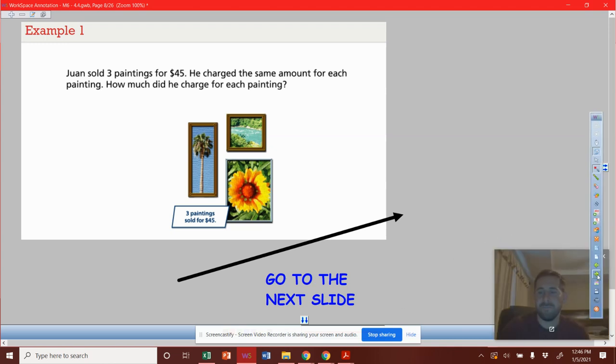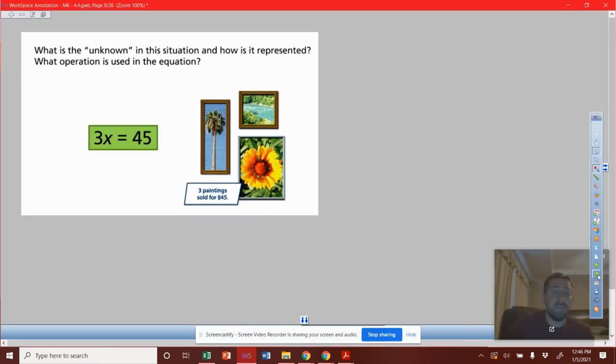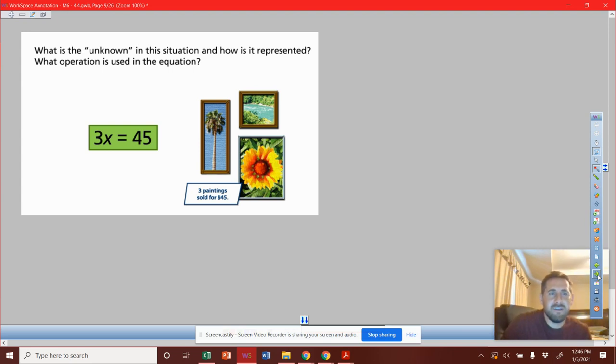It says go to the next slide. So what is the unknown in this situation, and how is it represented, and what operation is used in the equation? So the equation we have is we've got 3 paintings. They were charged x amount of dollars. We don't know how much money, but that total ended up equaling $45. So the operation in this equation is multiplication. So the question really comes down to, how do you solve that to figure out what each painting cost?